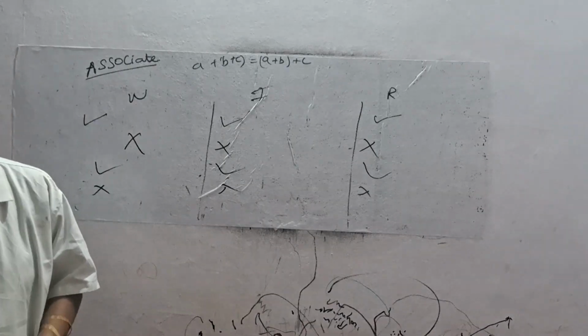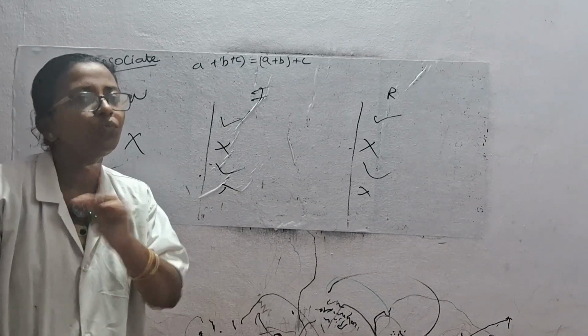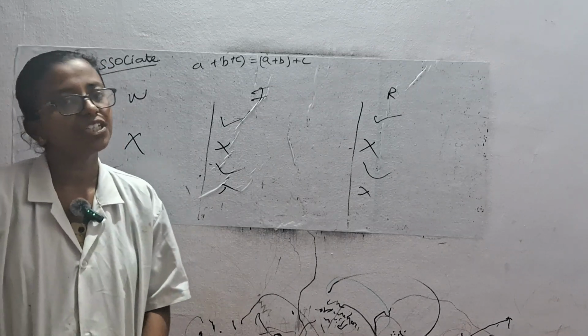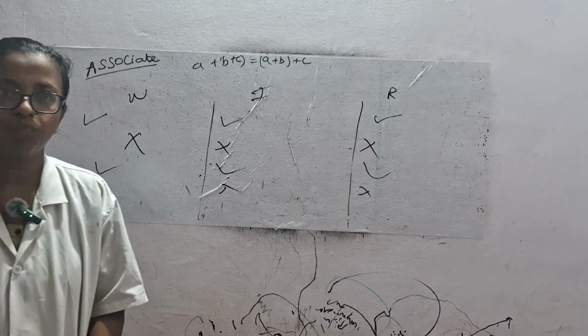It is not satisfied because we have the number 0. When it is divided, we get an undefined value. So we can say division does not satisfy the associative property.